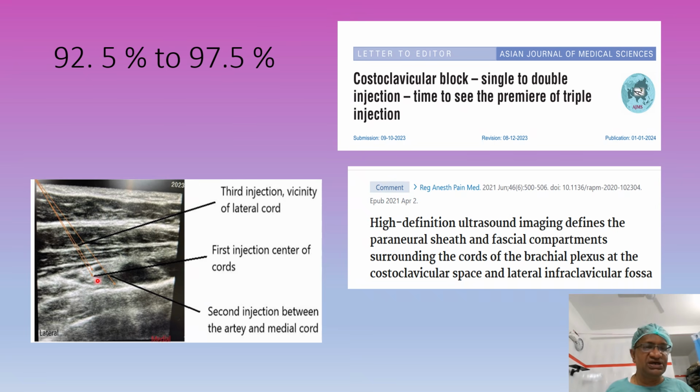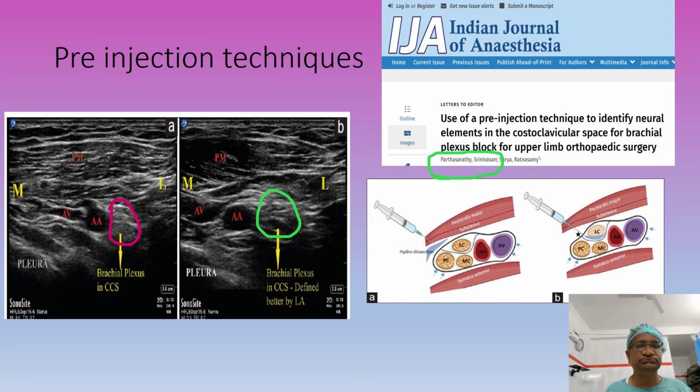So this is the costoclavicular space. We can see the medial, lateral cords and the posterior cord. Now if your costoclavicular cords are not well seen, what I do is I give some 3 ml or 5 ml in the supraclavicular space. Now you see the brachial plexus in the costoclavicular. After I have given 4-5 ml in the supraclavicular space, now you see the costoclavicular is well seen and give 15 ml here. That is what is published by us.